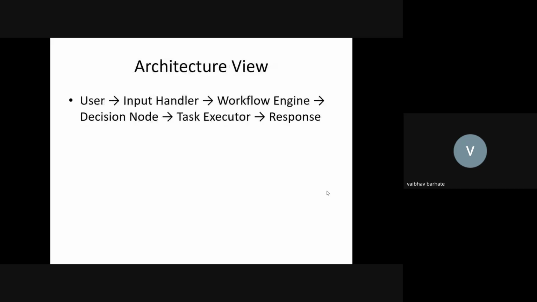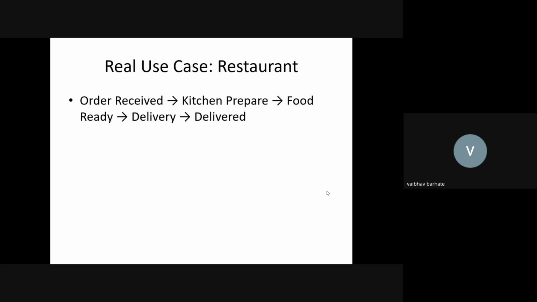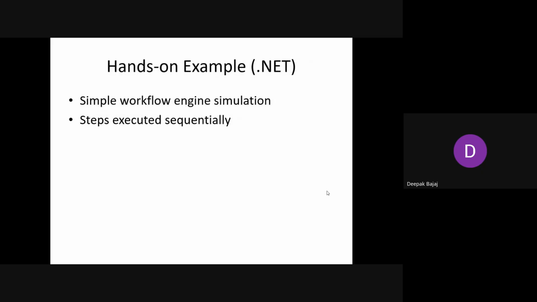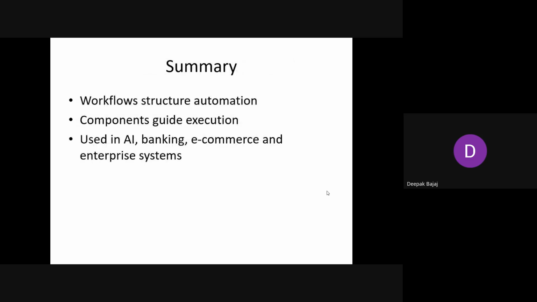If you talk about the architecture view, the same thing is there: user, input handler, workflow engine, decision node, task executor, and response. Real use case: restaurant. Order received, kitchen prepares, food ready, delivery delivered. Another use case: payment request, balance check, fraud check, approval. So hands-on we already checked. Now this is the summary.